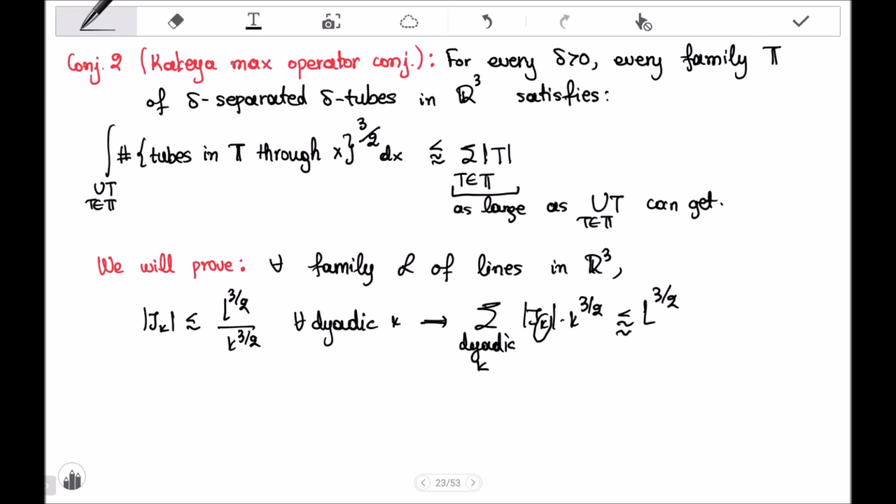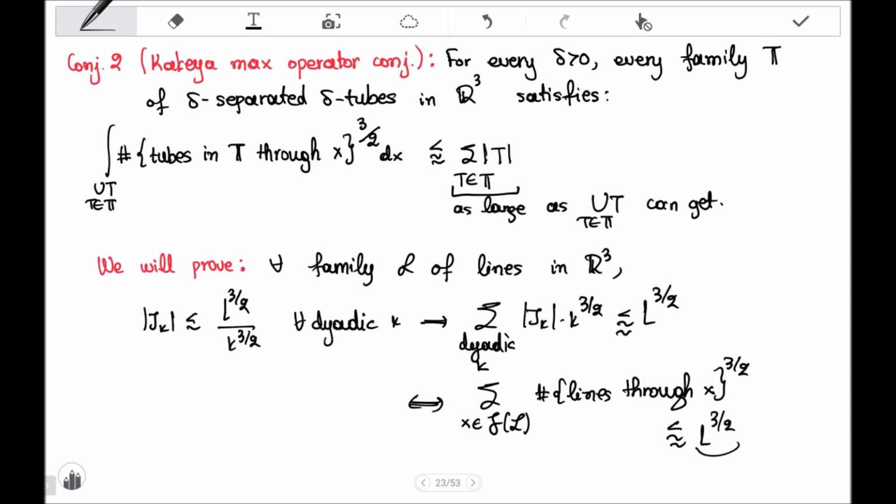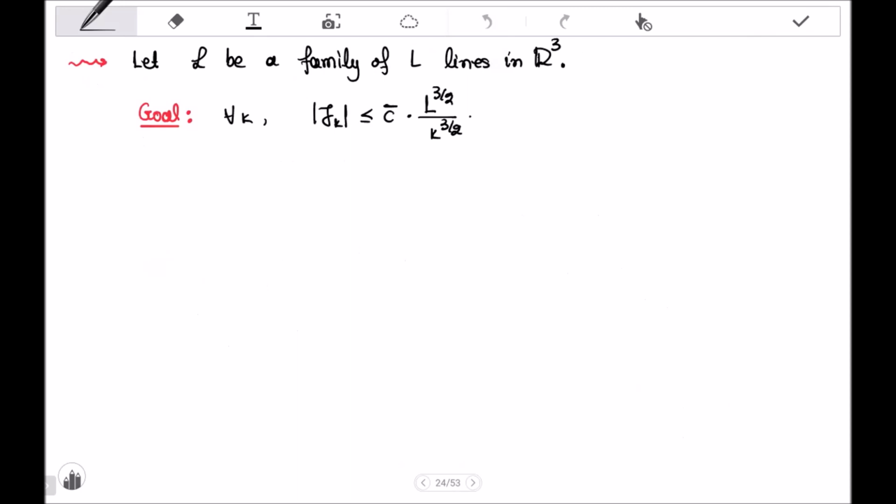And notice here, these are K-rich joints. So K is just the number of lines through each joint. So this is the same as saying that if I add over all joints formed by L, the number of lines through X to the 3/2, I'm getting at most, up to log loss, the number of lines to the 3/2, and the right-hand side is the maximum possible number of joints. This is the largest size of the largest joint set. So it is analogous to the continuous case. So it is something maybe interesting to try to prove anyway. And here we go. This is our goal.